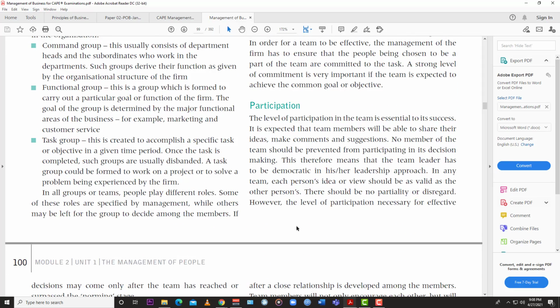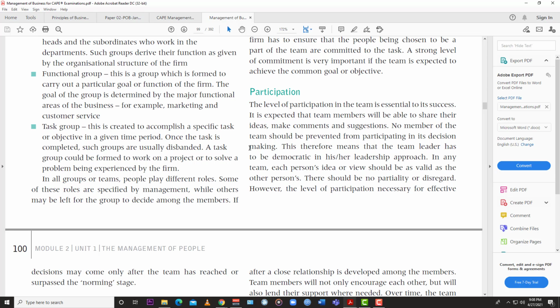It must be commitment. And of course, participation. Nobody likes a free rider. We have all been in group work where we have somebody just hanging on and getting the grades. And you're not happy about that. Right? So even on that level, school level, there's conflict right there, because some people are doing all the work and some are just barely there. So the level of participation in the team is essential to the success.